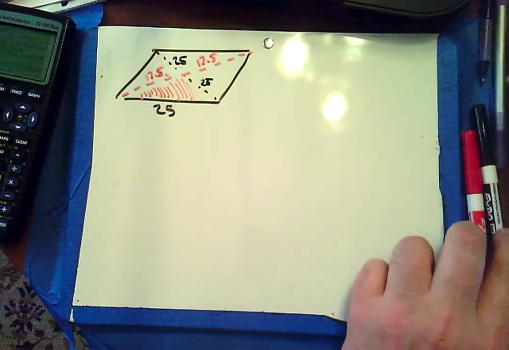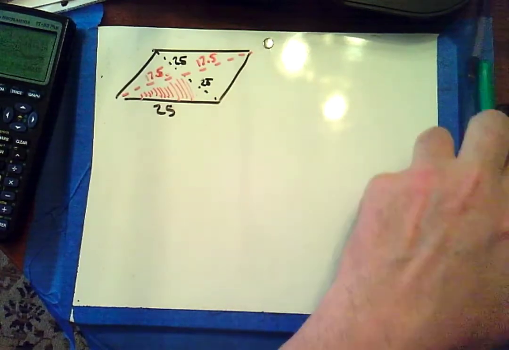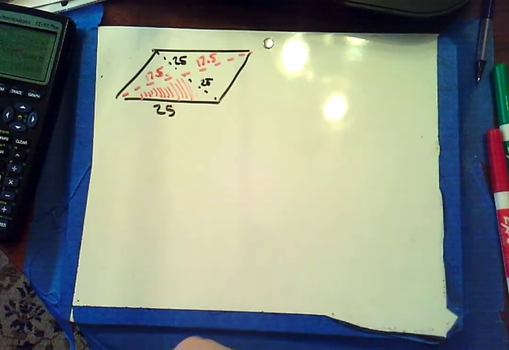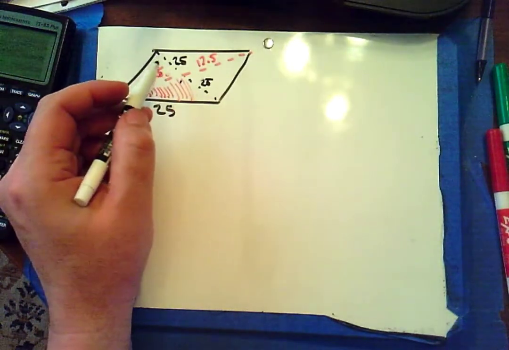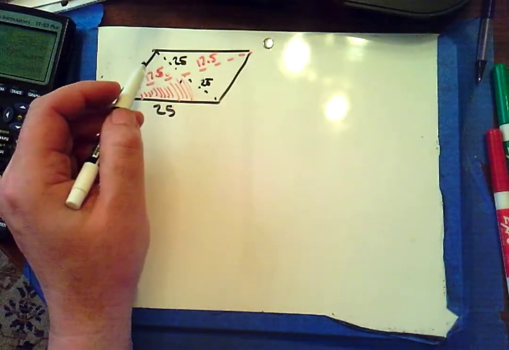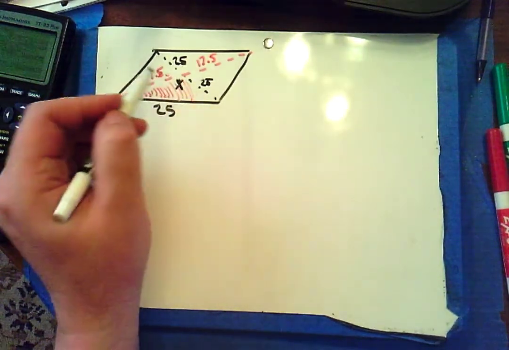Yeah, I've got side, side, side there. So let's see what we can do with side, side, side. The first thing we can do is we can find that angle. And I don't have a name for it. Let's call it x.